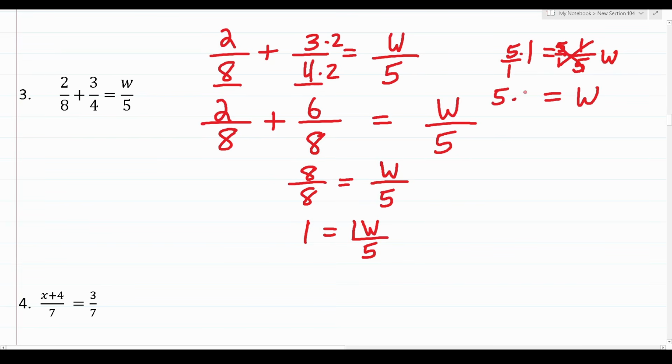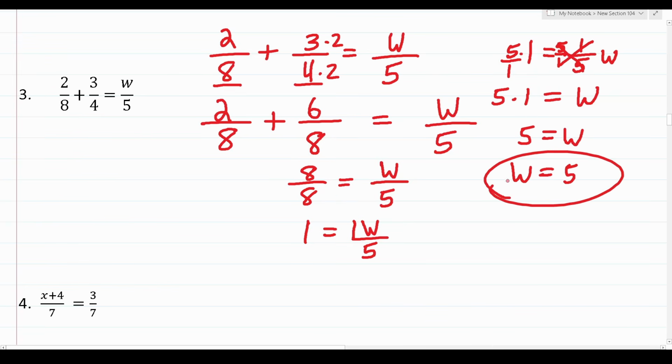So this is 5 times 1. 5 times 1 is 5. So we can see that W equals 5 in this case. Okay? And again, we can check to see if this makes sense.